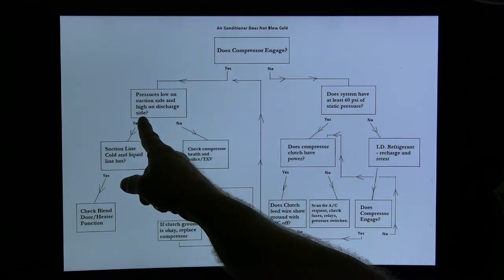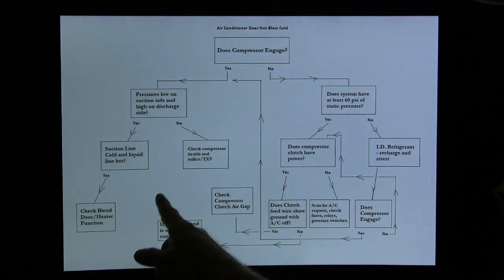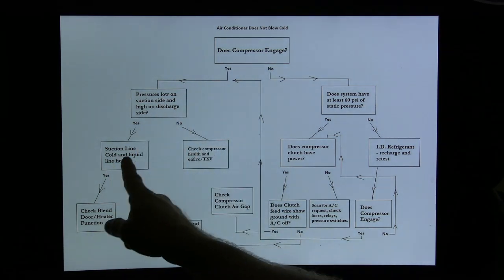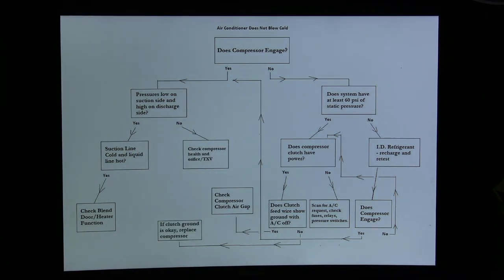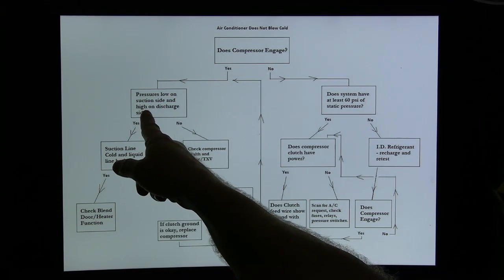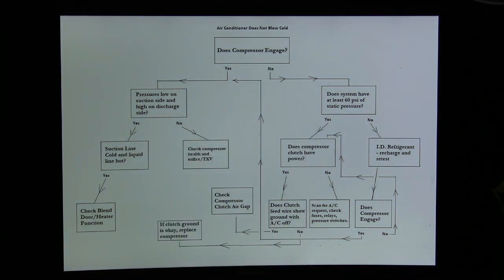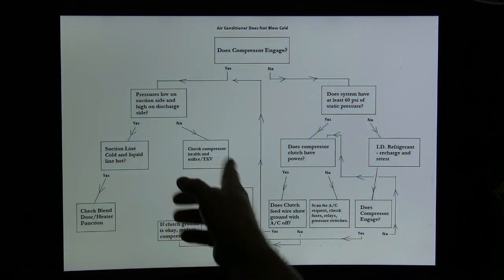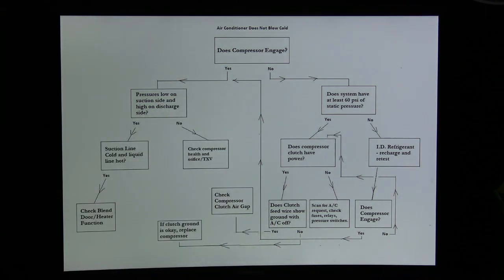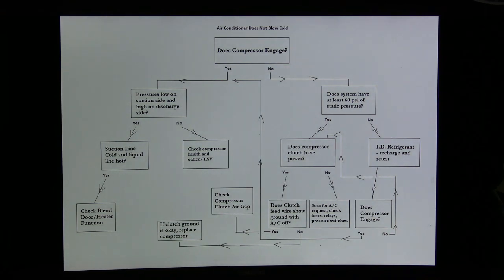So if the pressure's low on the suction side, high on the discharge side, you want to see if the suction line is cold and the liquid line's hot. If they are, you're going to look at your blend door. Now if the pressures are not low on the suction side and high on discharge, you're going to check the compressor health and the orifice valve. So if the pressures look screwy, it's going to be a compressor or expansion valve.